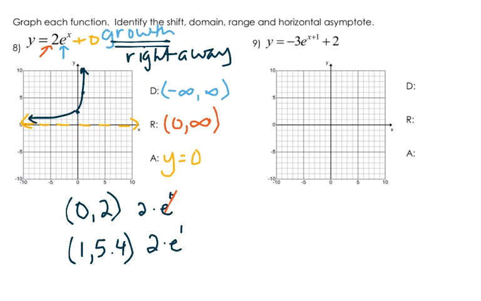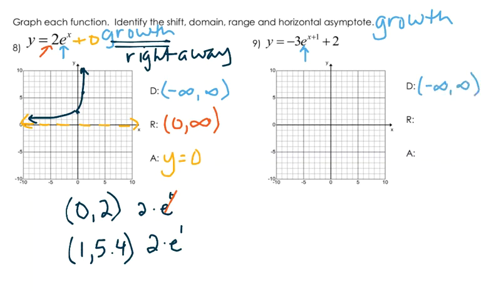Let's try another one. The next one has some shifting with it, so I will do my parent function first and then I will shift. Take a look. Let's start with our base here, whatever has the exponent. It's e to the positive exponent, which means that this is going to be a growth again. Again, the right side is going to be going away from the asymptote. The domain is negative infinity to infinity.